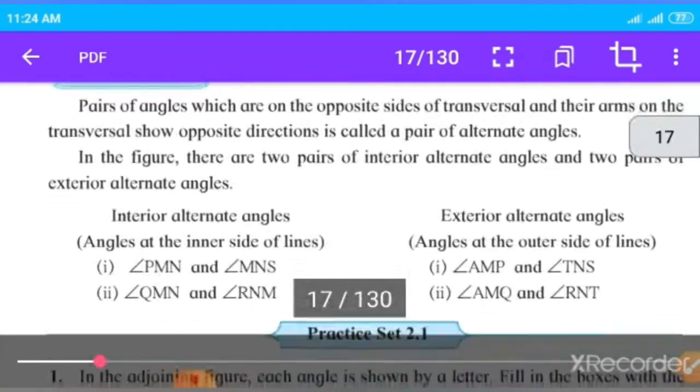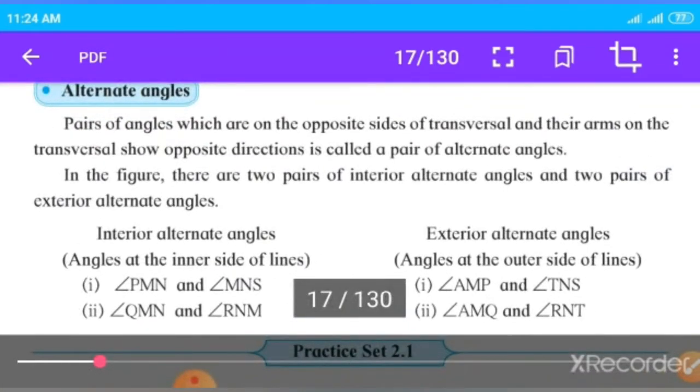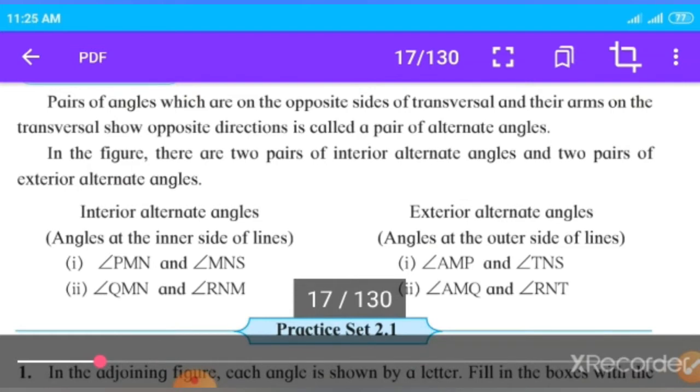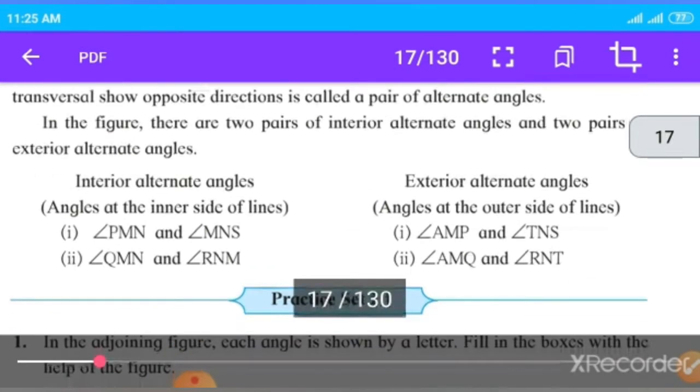Alternate angles: interior alternate angles or exterior alternate angles. Pairs of angles which are on the opposite sides of the transversal and their arms on the transversal show opposite direction is called a pair of alternate angles. In the figure, there are two pairs of interior alternate angles and two pairs of exterior alternate angles, like angle PMN and angle MNS.